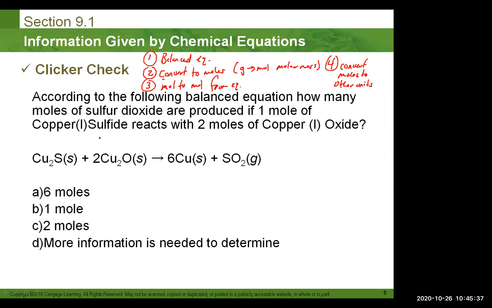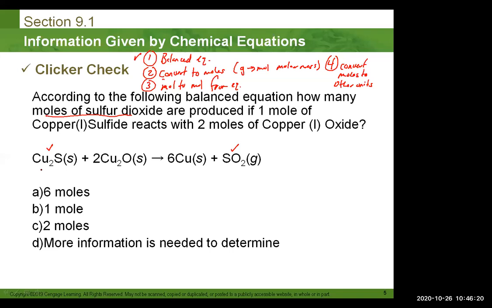And so if we look at this particular example here, we could follow those steps. First off, we have an equation and it's balanced. So we have all of our coefficients there and it is a balanced equation. Here we want to know how many moles of sulfur dioxide, which is here, would be produced if we started with 1 mole of copper 1 sulfide, which is here. So the first thing is a balanced equation, which we have, so that's done. The next thing is that they gave us a couple of things. One mole of copper 2 sulfide reacting with 2 moles of copper 1 sulfide.